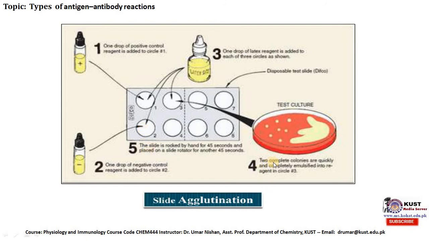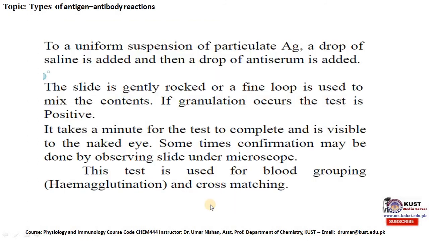The colonies are quickly and correctly emulsified into the reagent in circle number 3, and the slide is rocked by hand for 45 seconds and placed on a slide rotator for another 45 seconds. This is showing slide agglutination.